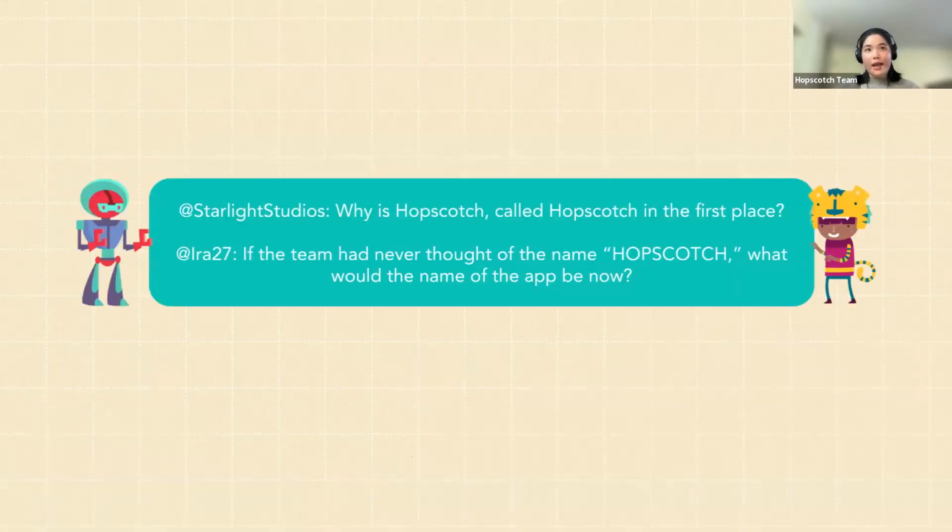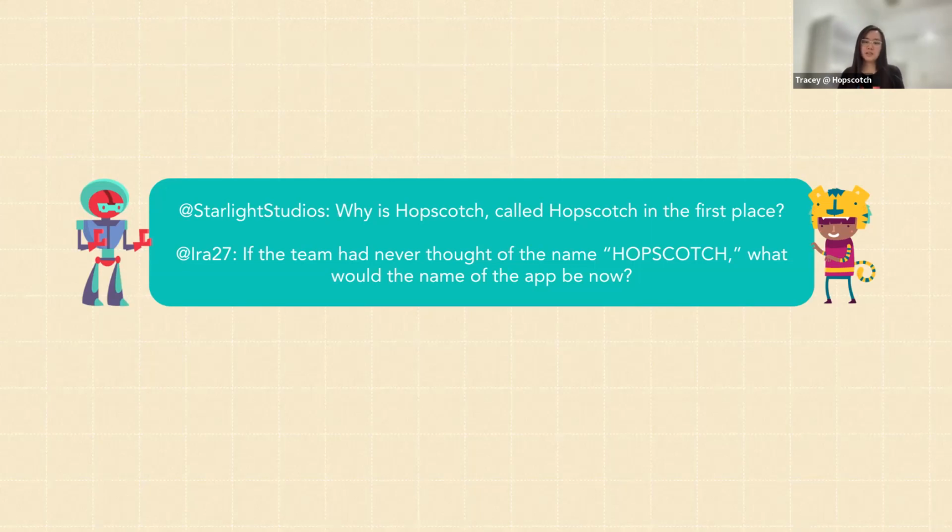The first questions we have are from two different people, but I thought they go into the same theme, so I grouped them together. So why is Hopscotch called Hopscotch in the first place? And if the team had never thought of the name Hopscotch, what would the name of the app be now? Yeah, so as I mentioned, Yuan and I weren't there for the founding of Hopscotch, but we did talk to our co-founders, Jocelyn and Samantha, to get an insight on this.